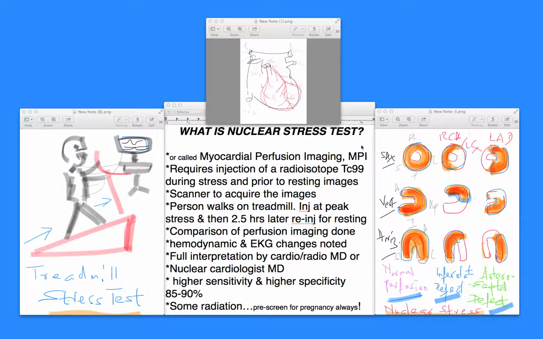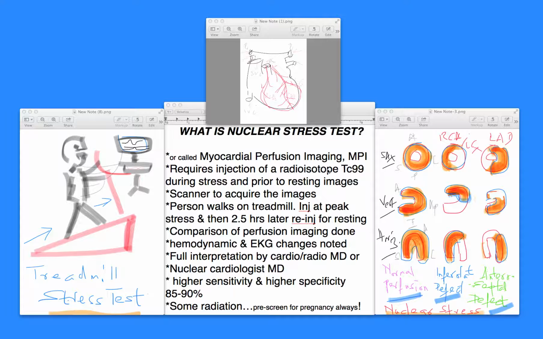Okay, so just quickly going over the stress test, the protocol. Basically, it requires an injection of a radioisotope called technetium-99, which is injected at the peak of the stress. When the person says, I cannot walk any further, allow yourself about 60 seconds to quickly inject, because the IV is already in place, and at that point the injection is done.